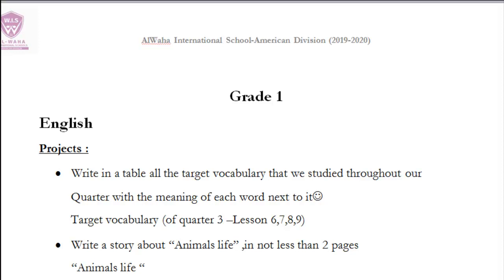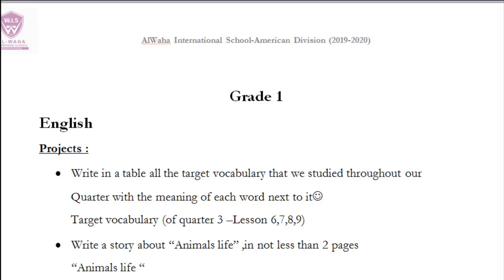As for grade 1 over here, you can see that it's writing a table regarding all the target vocabulary you have been taking throughout our quarter, with the meaning of each word next to it. Target vocabulary for lessons 6, 8, and 9. In each table, there will be a side for the words. The other side will be for the meaning of the word.